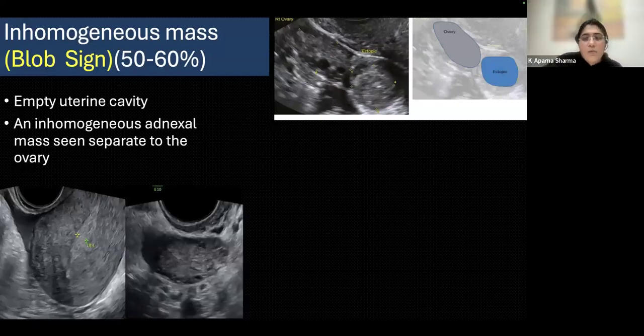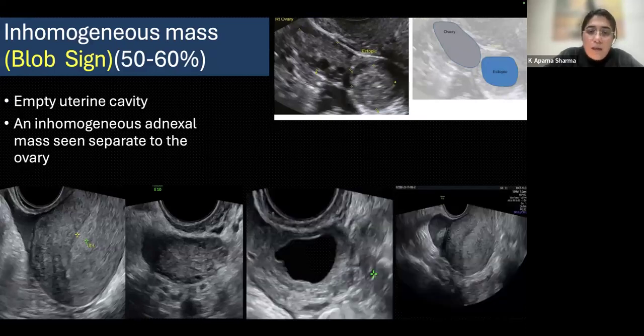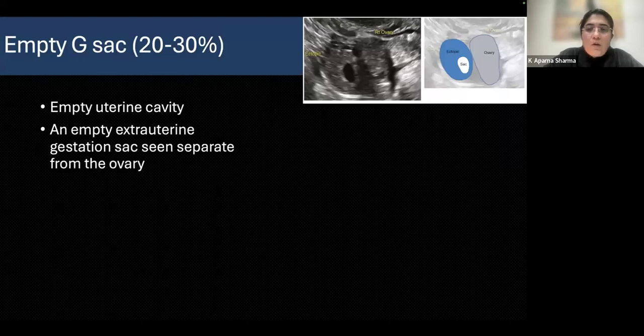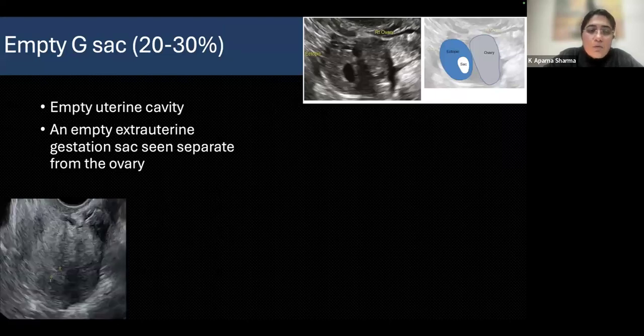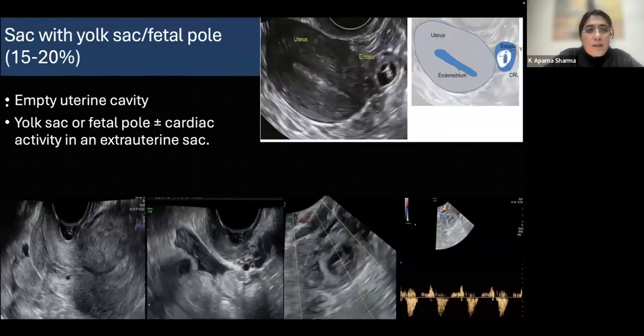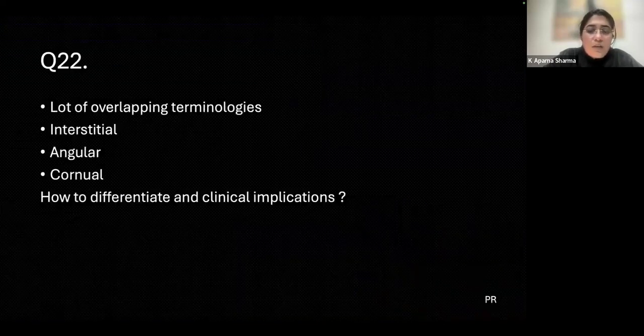Right, sir. So I think that was quite comprehensively expressed. What we saw here was a live ectopic pregnancy. However, just to skip through the other findings, there could be an inhomogeneous mass which you are seeing in the adnexa, or there could be an empty gestational sac without the fetal pole. And then, of course, you can have the yolk sac with the fetal pole. So these are the other various findings that you can find in ectopic pregnancy, which are the more classical findings.